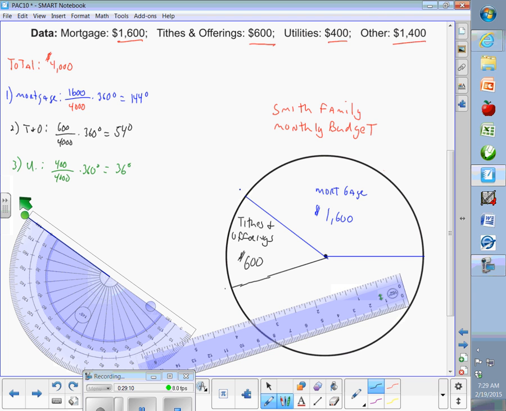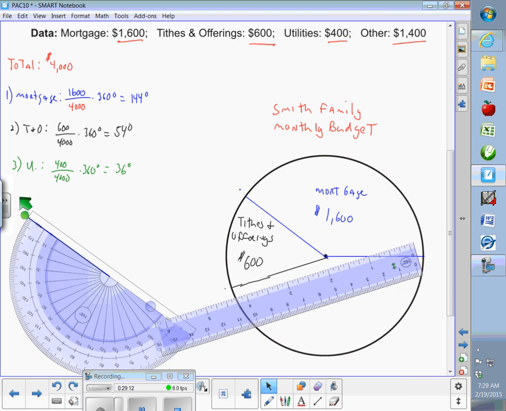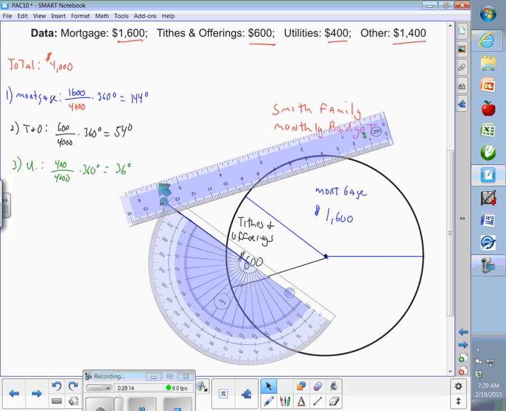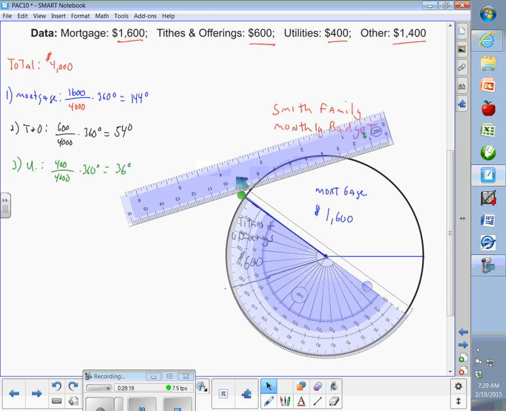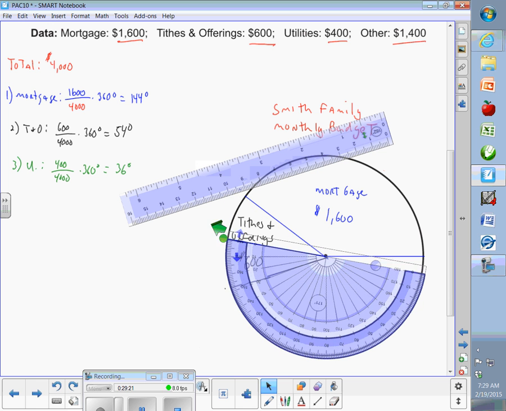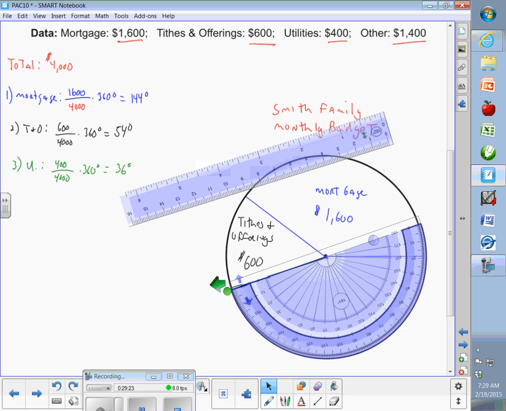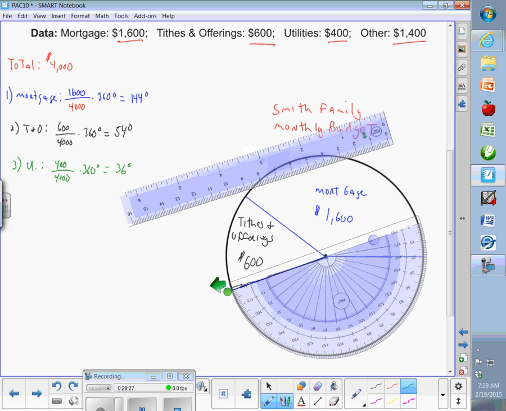Okay, got to do 36 degrees. So again, take your protractor. And again, it's got to be spun. You're going to line it up along that line. Again, start reading at 0. I need to go 36. 30, 35, 36 is right there.